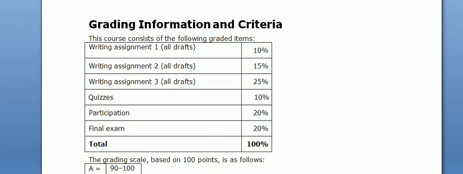We have 3 writing assignments, quizzes, participation, and a final exam. Notice that for the 3 writing assignments, we have written all drafts in parentheses. The writing process will be embedded into each assignment. Instructors will give feedback to drafts of these assignments so that students can revise them.